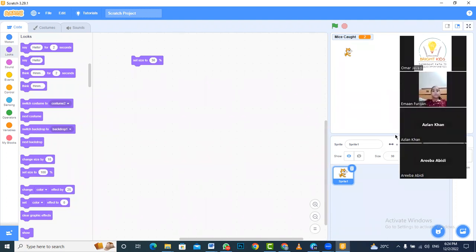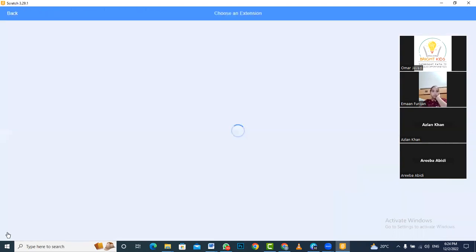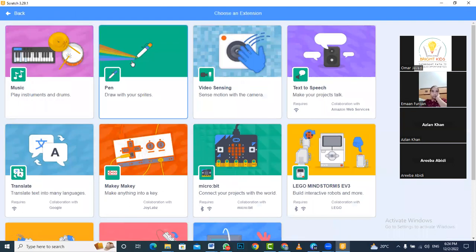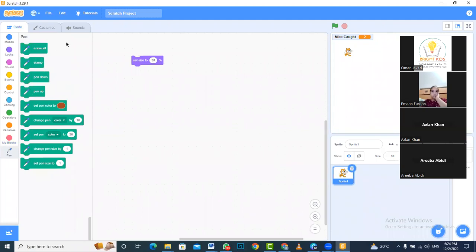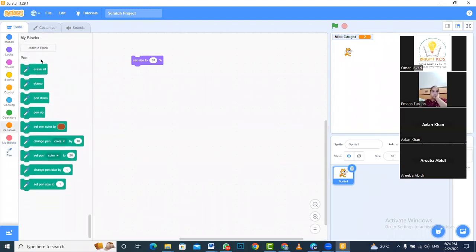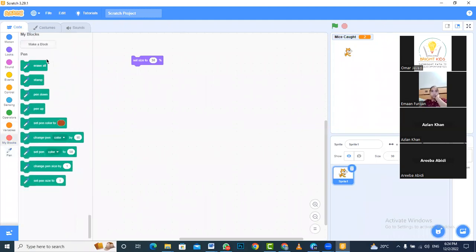Basically, it was an extension. It is not a part of our regular code, but we can add the pen tool here. For that, go to add extension, the blue button at the bottom left of your Scratch window, and then click on pen. Now you have all the commands that allow you to draw on the screen.